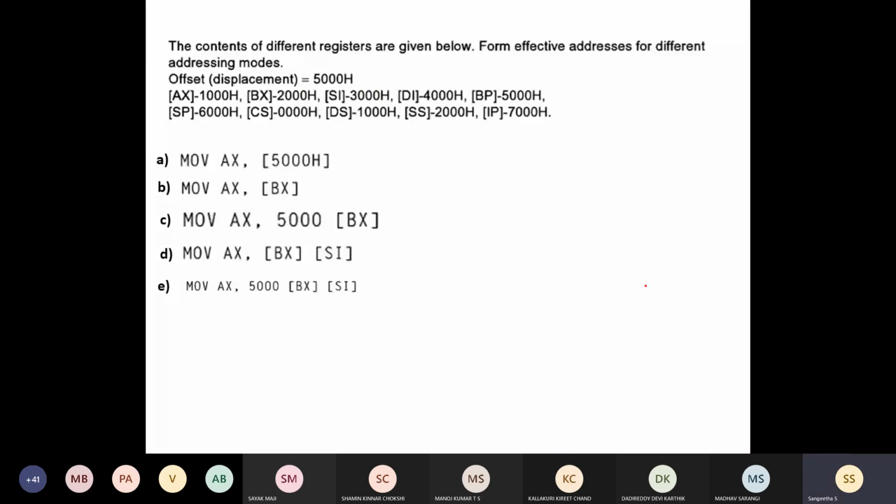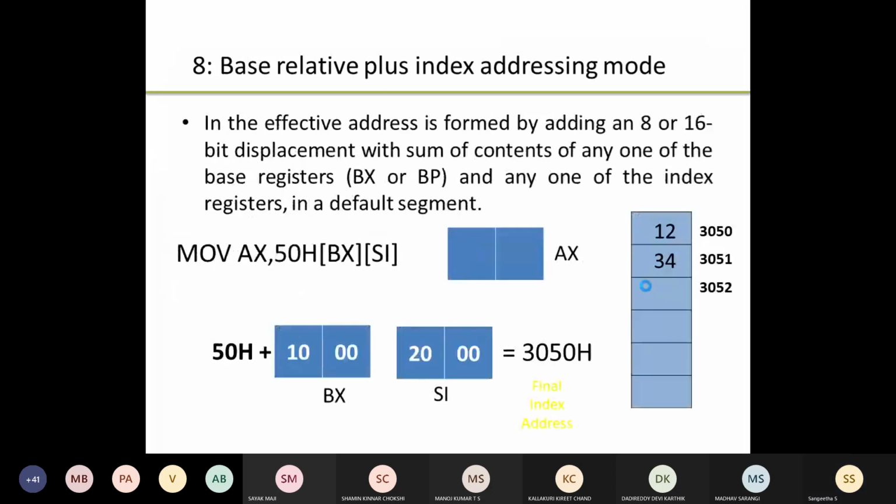So after that, this we will see in the next class. This is some problem related to this addressing mode. So any doubt up to this?